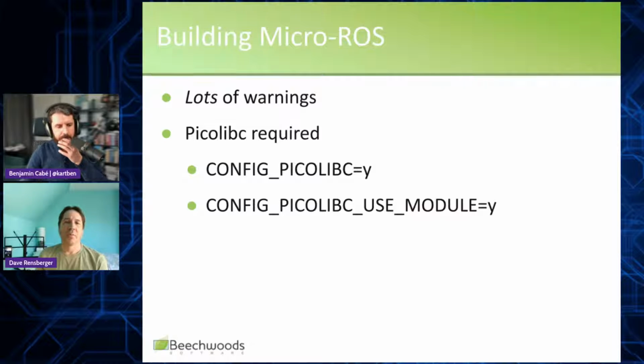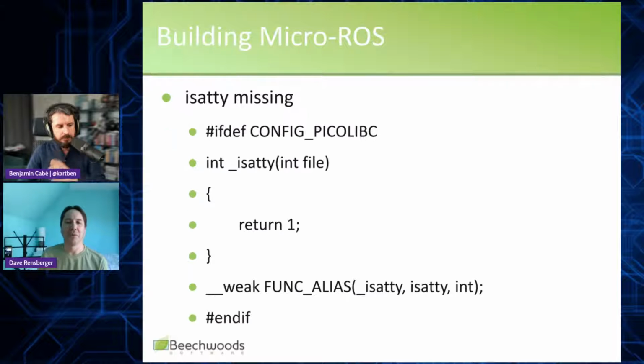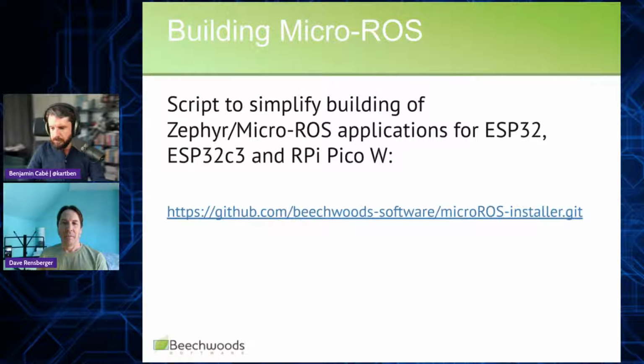You do need to use PicoLibC. There's lots of warnings when you build it. Hopefully those will get cleaned up at some point, because a lot of times I find that I ignore warnings, and then real problems get lost in all the noise. In the code examples you see, we had to add just a dummy implementation of isatty because it needs it, but it doesn't really seem to be using it for anything, so we just always have it return 1.